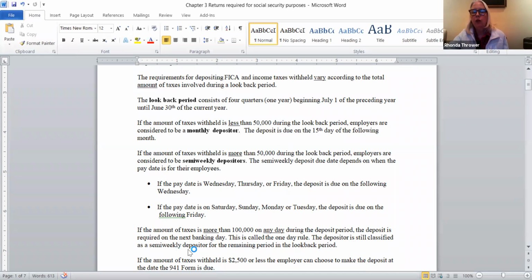So it all depends on the look-back period and the amount of taxes that have been withheld from the employees' paychecks and that the employer has contributed. If it's less than $50,000, you're going to be a monthly depositor. The deposit will be due on the 15th day of the following month. If you're a monthly depositor, then every month you've got to pay the taxes, and they're due on the 15th day of the following month.